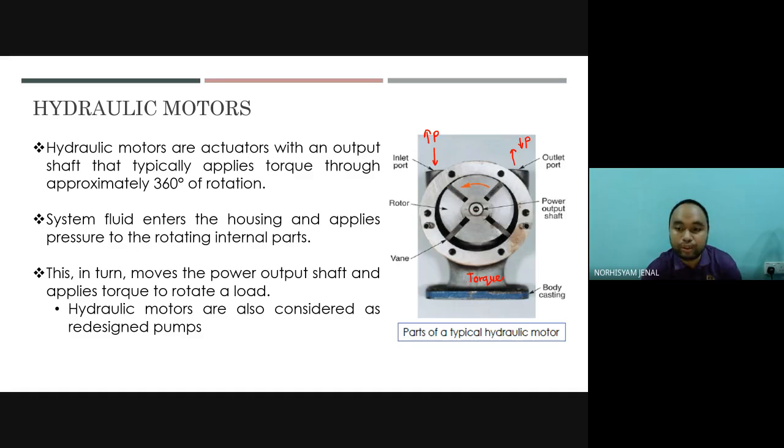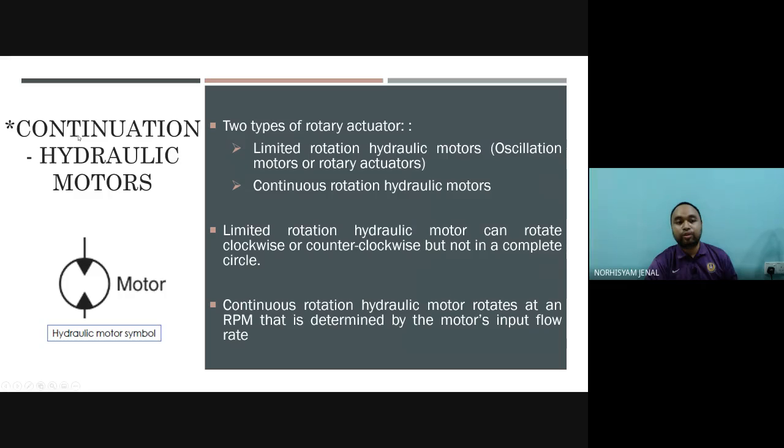Okay, so you understand the idea of torque, correct? This is coming from dynamics, meaning when you learn about torque, it means that you learn about how much force is required to spin a certain application. For example, the vane. Okay, but in a rotary condition. Okay, so continuation on hydraulic motors.